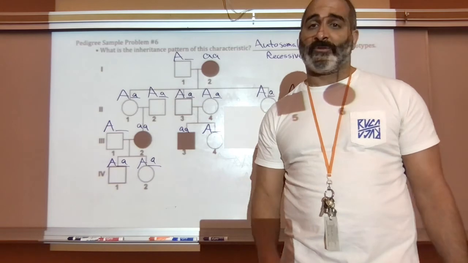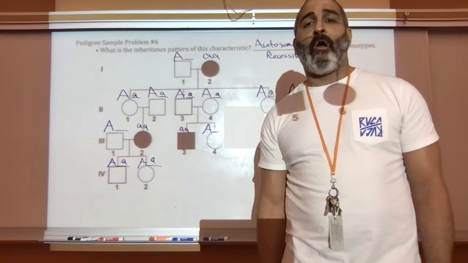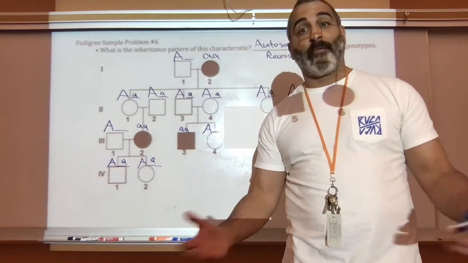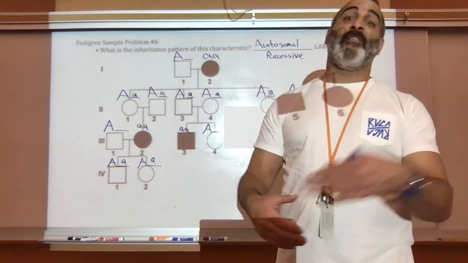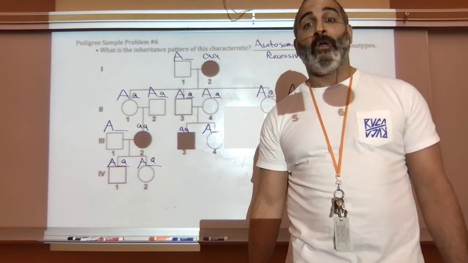So remember the rules. Rules are prove sex link wrong, then you go to autosomal. Prove number 2, which is autosomal recessive wrong, then you go to number 3, which is autosomal and dominant.